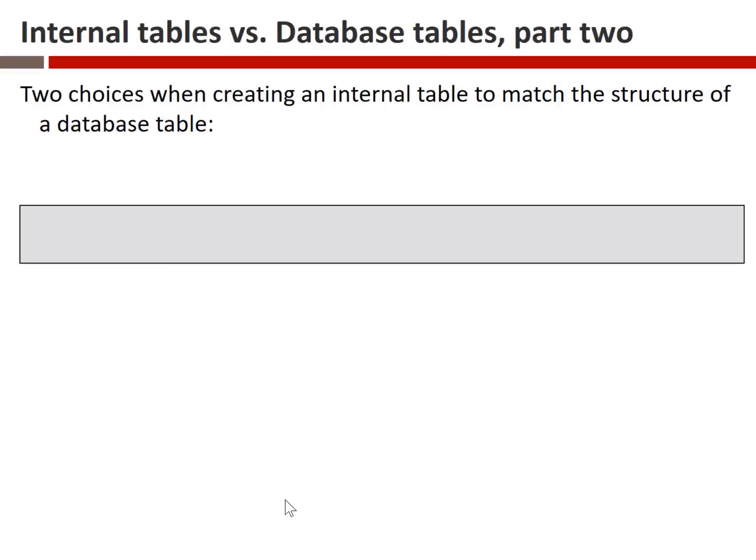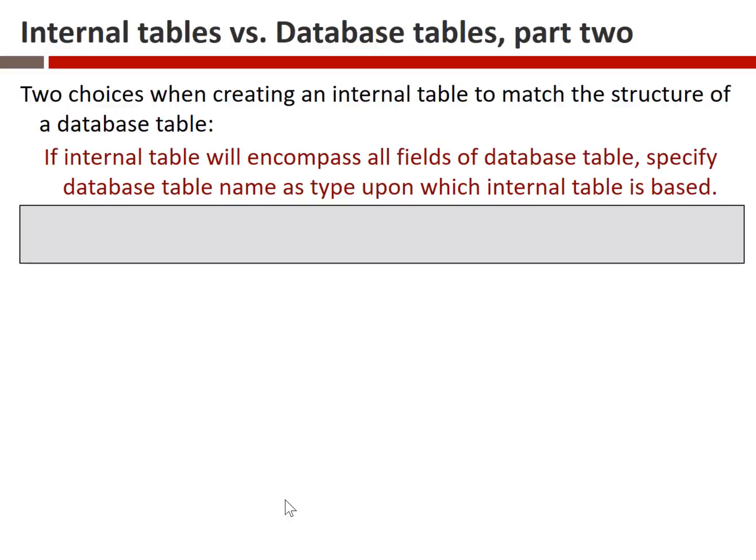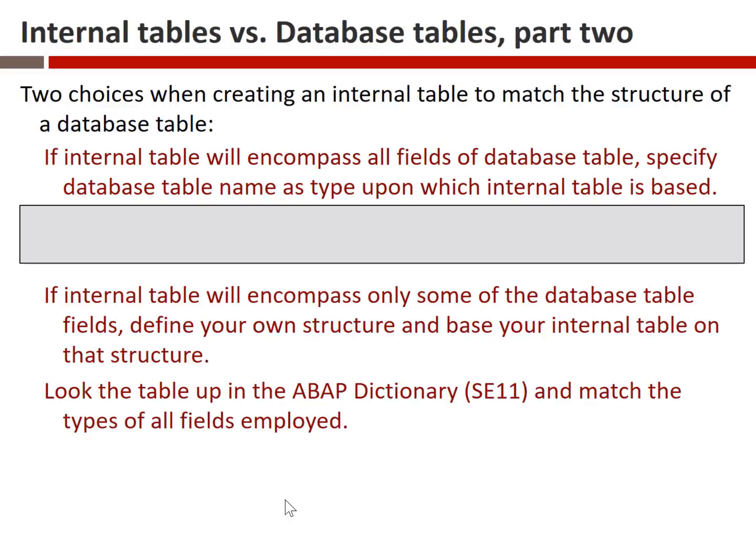Now, there are two choices, and I'm not sure, do you guys have this slide? For those who have the slide, do you have this? Okay. There are two choices when I want to create an internal table to match the structure of a database table. Here's a scenario. I have a database table that has 15 fields in it, and I want to create an internal table that has those same 15 fields in it. If the internal table will encompass all the fields of the database table, then you can specify the name of the database table as part of your internal table creation syntax.